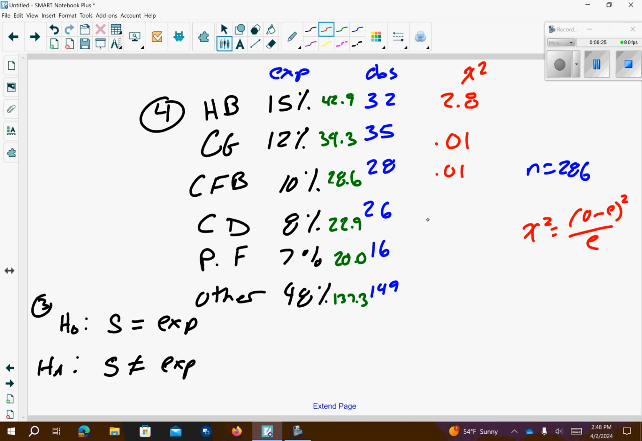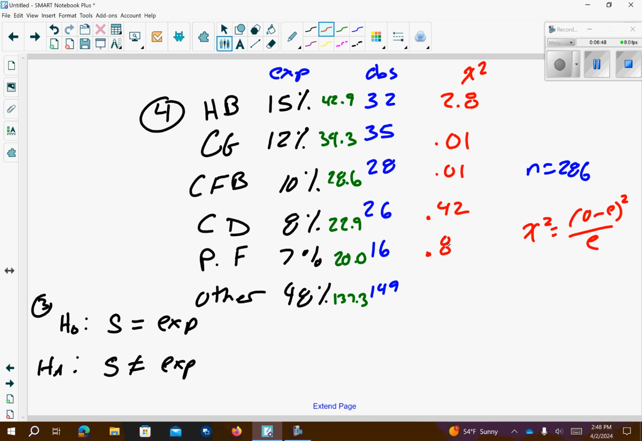So that's going to give me 0.41, or 0.42 rounded up to 2 decimal places. Then if I keep going, my observed is 16 minus 20.0. Square that, that's 16. 16 divided by my expected of 20 is going to come out to 0.8.